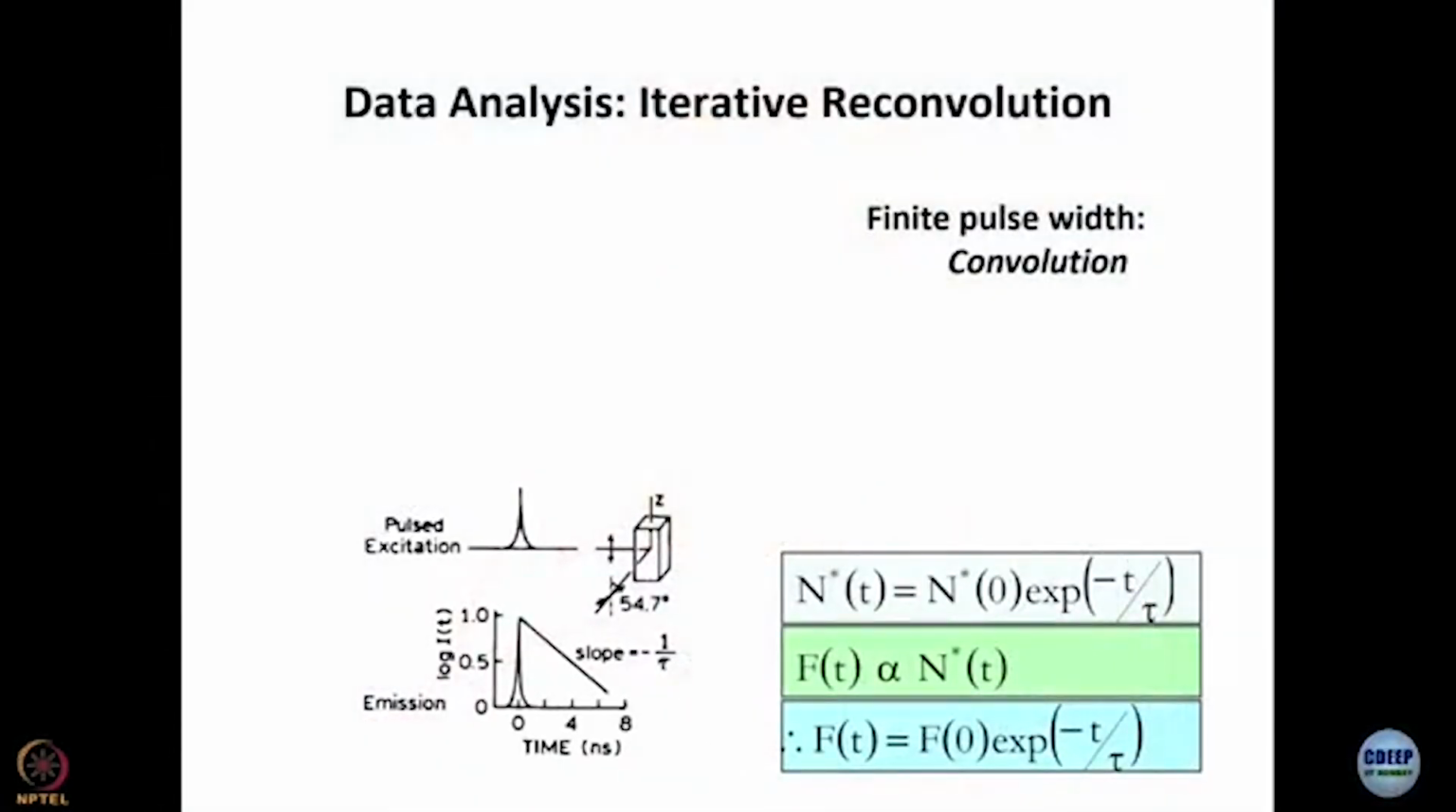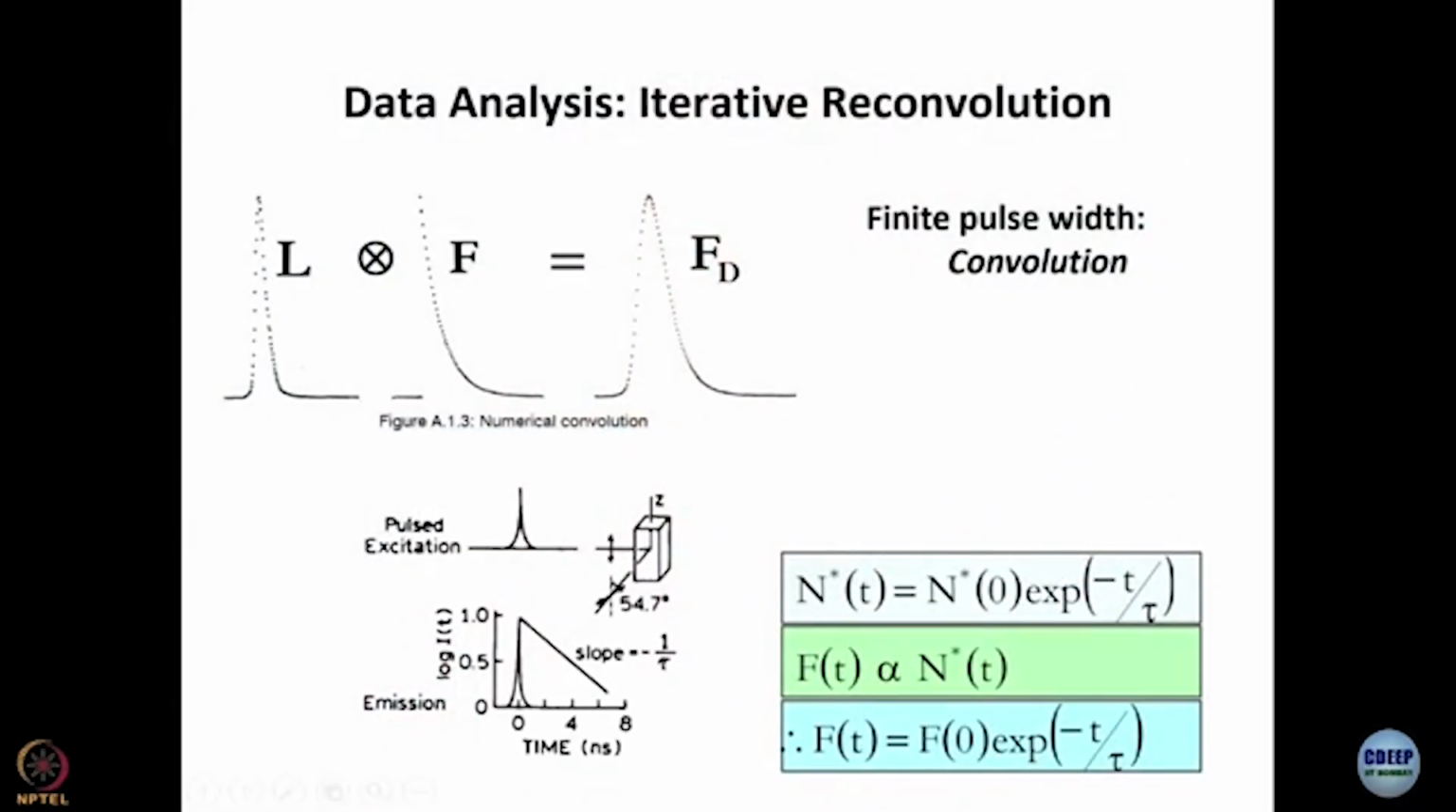Now, we move on to a rather important question of data analysis. You got the data, fine. How do you fit it? We have already discussed the fitting model. Most commonly used fitting model is single exponential or multi exponential. Later on, we will talk about some more fitting models also. But now, our problem is that we do not have the ideal situation where we are exciting with a delta pulse. We have a pulse of a finite width.